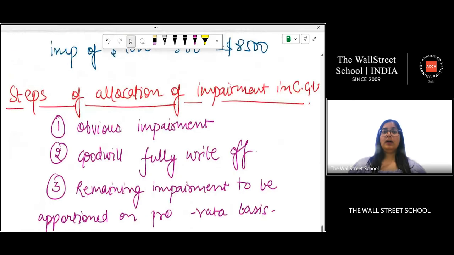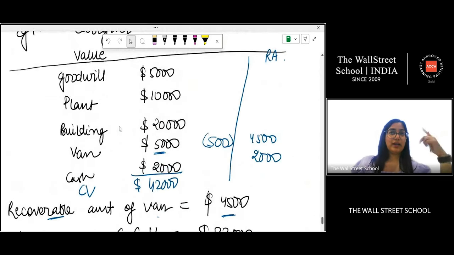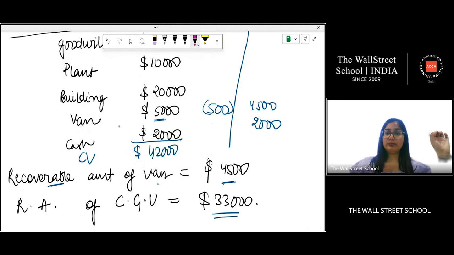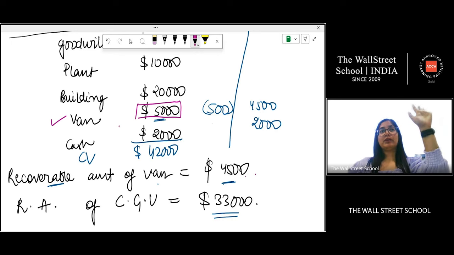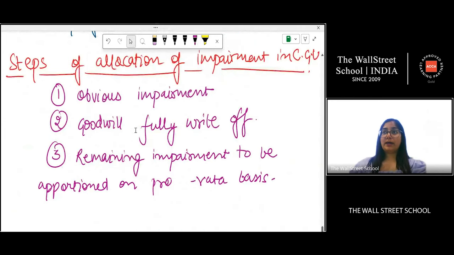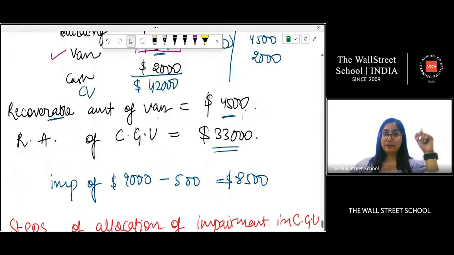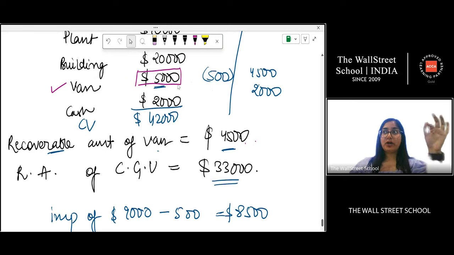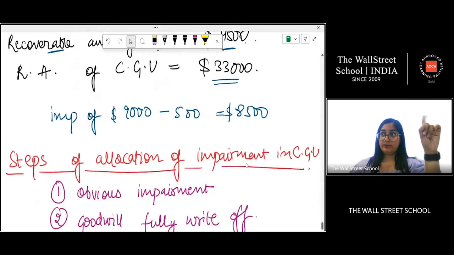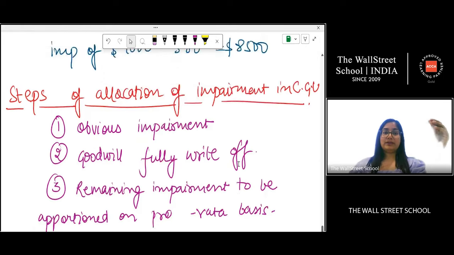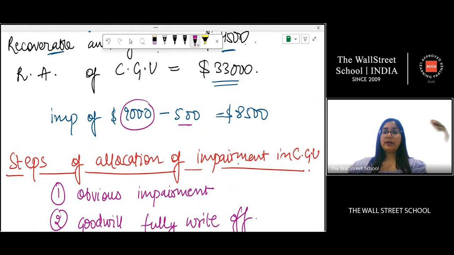Now look, the first thing that we did was cash: impairment is not charged on it. And for the van we were given a recoverable amount of $4,500, so there was an obvious impairment that has happened. The reason being that the carrying amount of the van was $5,000 and it has reduced to $4,500. That means there was a $500 loss incurred. So whenever we are allocating impairment in any CGU, the first thing is whether there is any obvious impairment. In the case of the van, its value decreased from $5,000 to $4,500, so there was an obvious impairment of $500 given in the question itself. The second thing is the impairment amount, for example we had an impairment of $9,000. We deducted 500, so how much are we left with?